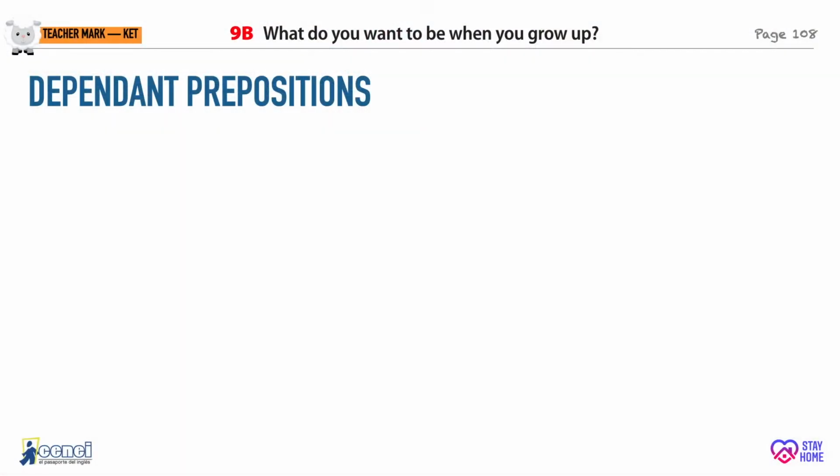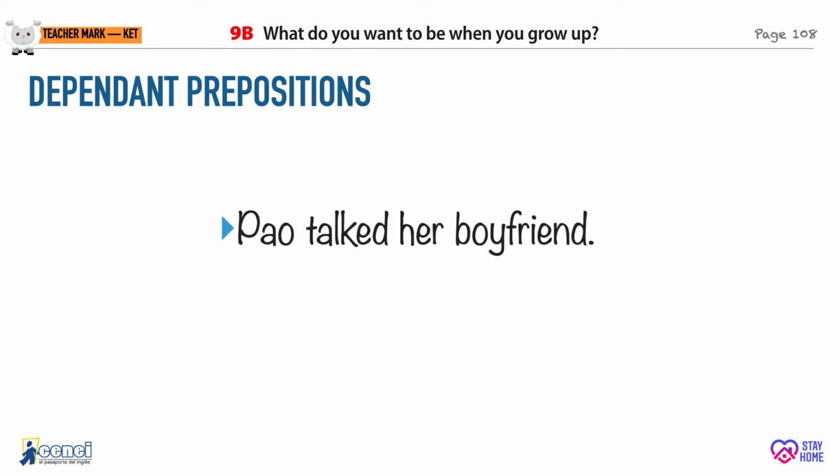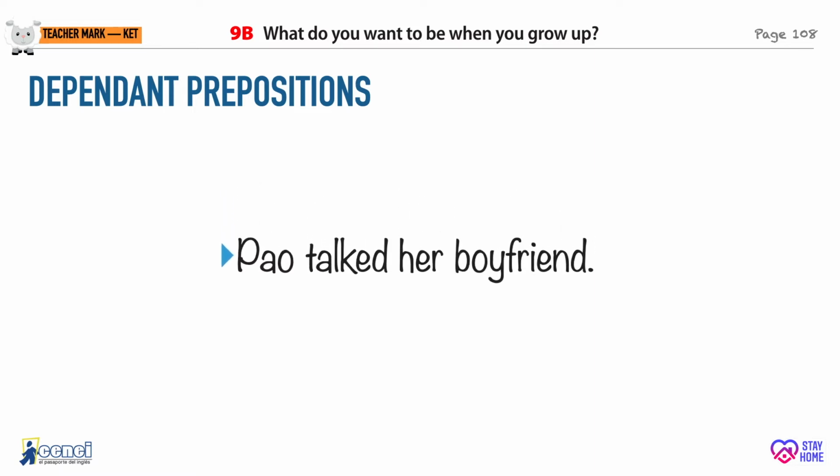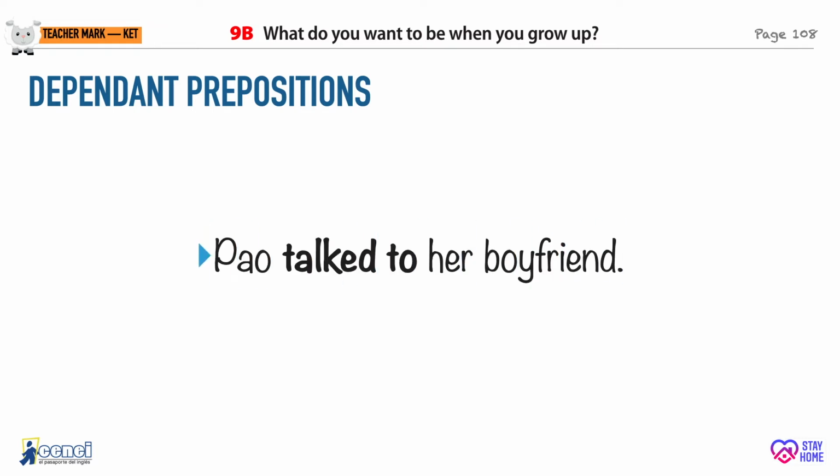Look at this example that we have here. Pau talked her boyfriend. Is this correct? Think about it for some seconds. There is something odd here, right? It was not quite right. Now take a look at this. Pau talked to her boyfriend. Yes, this is the correct way to say it.